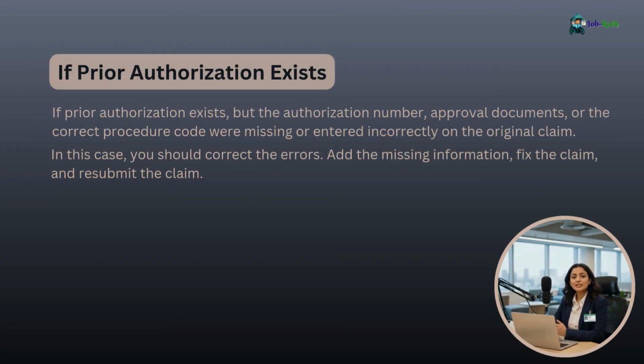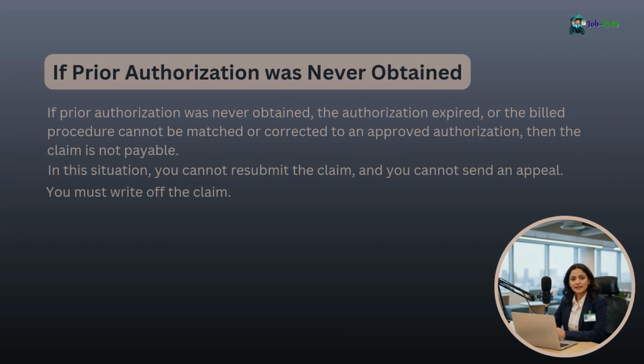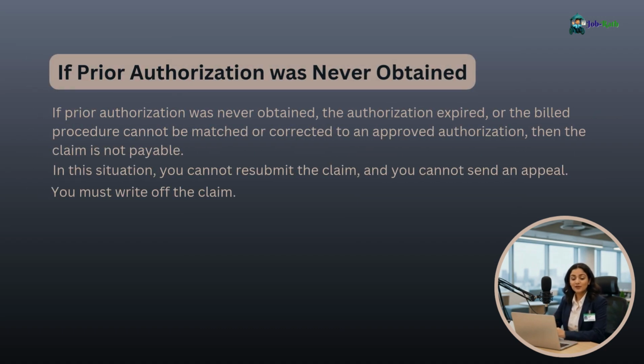If prior authorization exists, but the authorization number, approval documents, or the correct procedure code were missing or entered incorrectly on the original claim, you should correct the errors, add the missing information, fix the claim, and resubmit the claim. But if prior authorization was never obtained, the authorization expired, or the billed procedure cannot be matched or corrected to an approved authorization, then the claim is not payable. In this situation, you cannot resubmit the claim and you cannot send an appeal. You must write off the claim.